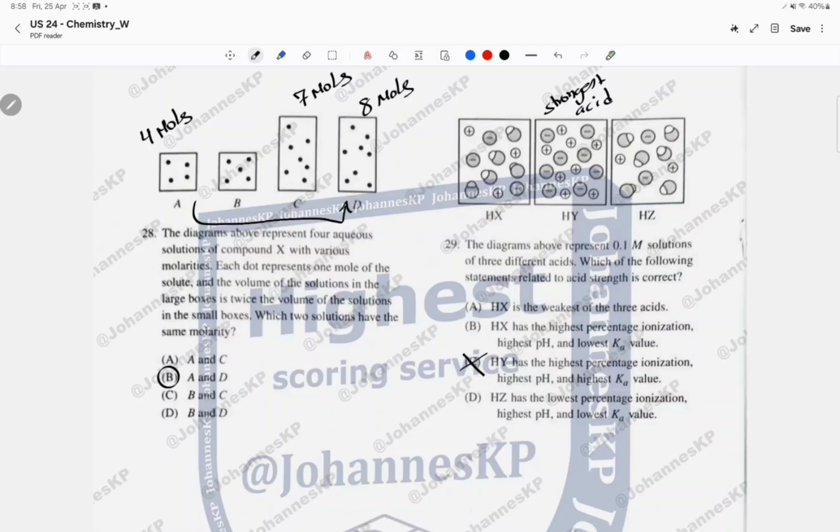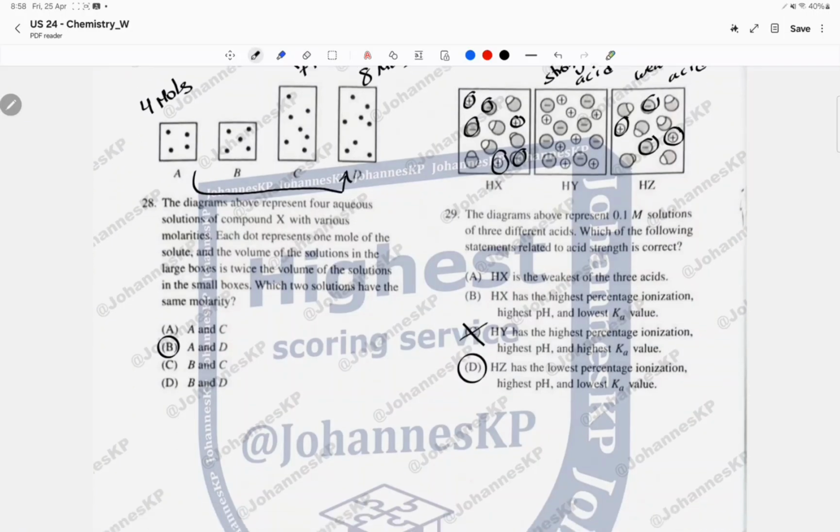On the other hand, HZ only gave us 2 hydroniums and 2 conjugate bases, while HX gave us 3 hydroniums and 3 conjugate bases. So this means that HZ is going to be the weakest acid. It gave us the least amount of hydronium ion, the least amount of conjugate base. So HZ must be the one with the least percent dissociation. And by being the weakest acid, you must also have the highest pH. You must also have the lowest Ka. So yeah.